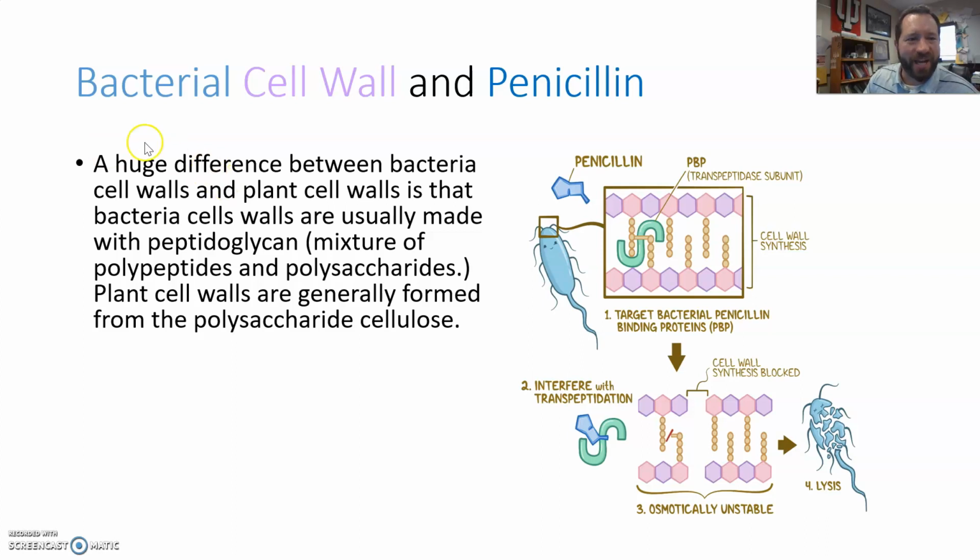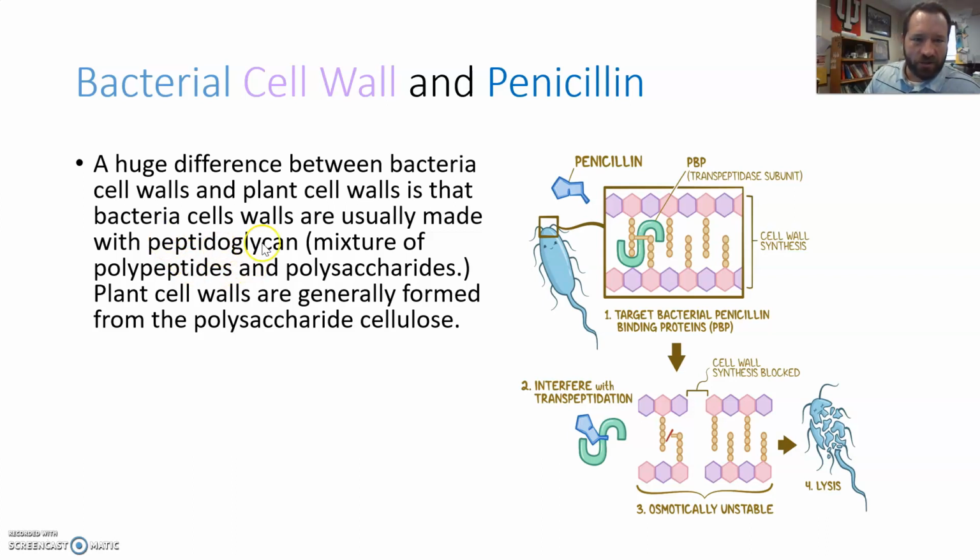So we'll take a quick aside here, and while we're on bacterial cell walls, we'll take a quick look at how the drug penicillin works, because it works on the bacteria cell walls. So first of all, a huge difference between plant cell walls and bacteria cell walls is what they're made of. Bacteria cell walls are typically made of a polypeptide, see the peptide word in there, and polysaccharides, the glycan. So polypeptides and polysaccharides, we should start to be familiar with some of these words.